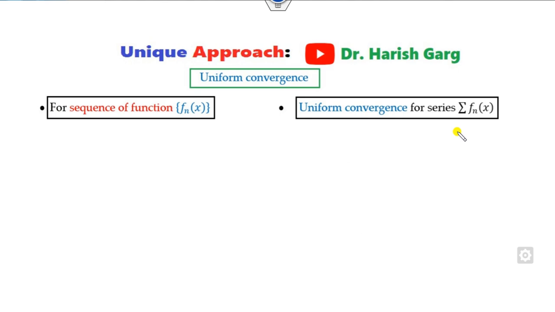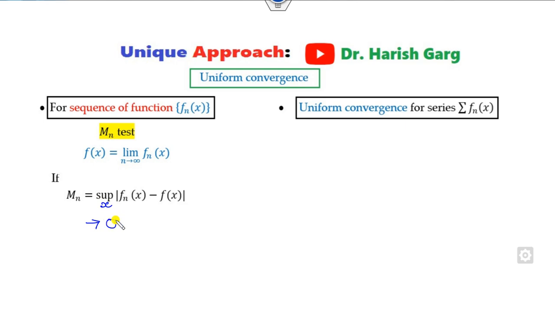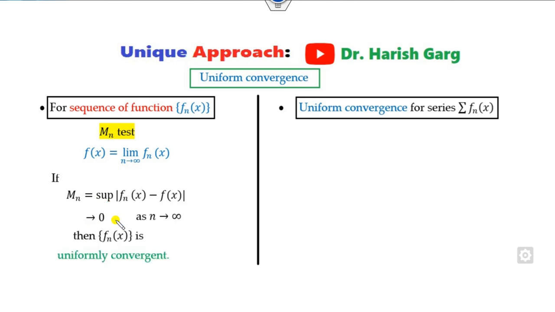On the other hand, if you want to prove whether it is uniformly convergent or not, there are two methods. One is for sequences, the second is for series. When the question is related to a sequence, you always try to apply the Mn test. That means you first find the limit function f, and define the term Mn as the supremum of |fn - f| over the domain X. If you prove the supremum goes to 0 as n approaches infinity, then you can say it is uniformly convergent. Otherwise not. Remember, it must go to 0 only. If it goes to 1, it means it does not go to 0, so it is not uniformly convergent.